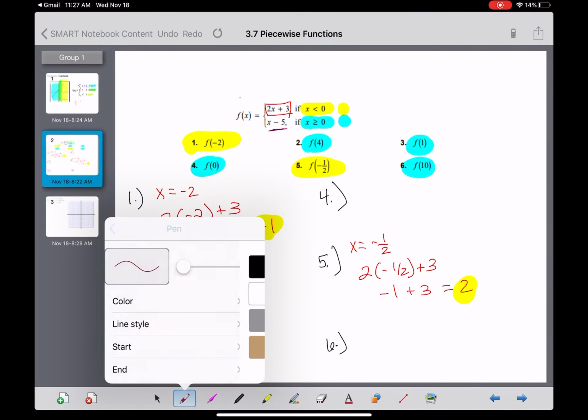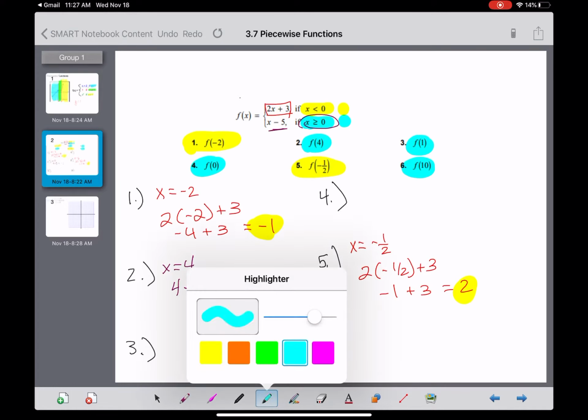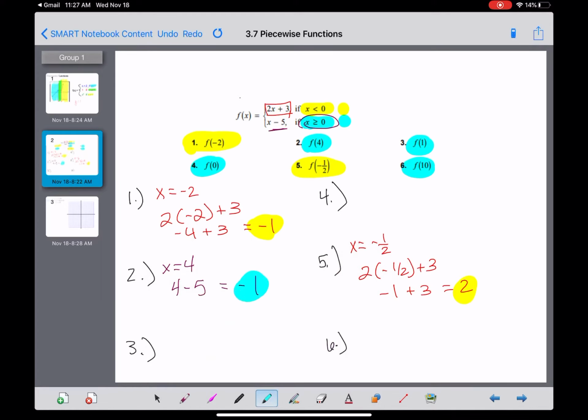My other numbers are going to fall within our second domain of x being greater than 0. So if I start with number 2, my x value is 4. So I plug in 4 minus 5 to get an output of -1. Number 3, I'm evaluating at f of 1. So my x value is 1. 1 subtract 5 is -4.